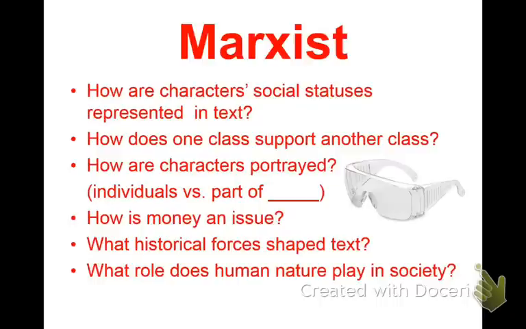Look at how money is an issue in the text. Also, look at the historical forces that might have shaped that particular text. And finally, look at the role that human nature plays in the society of that text.